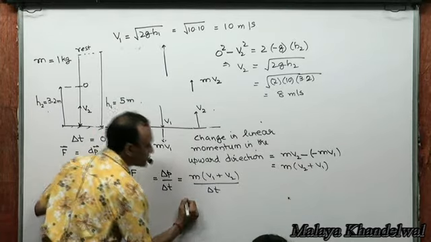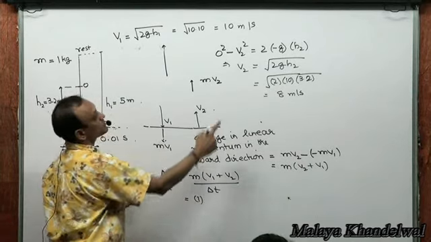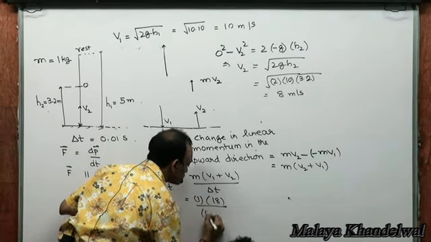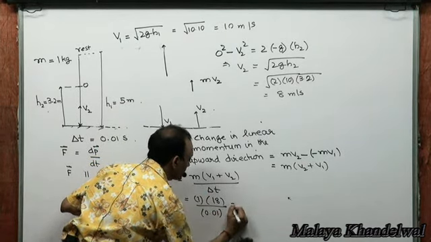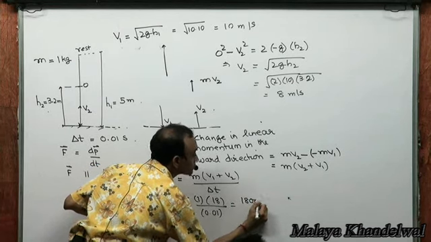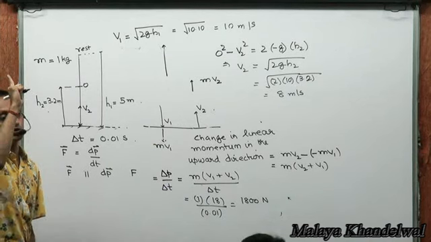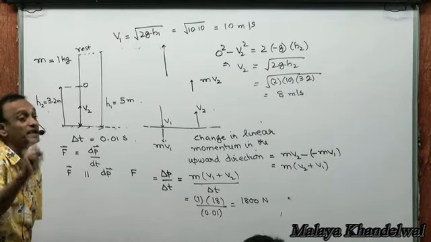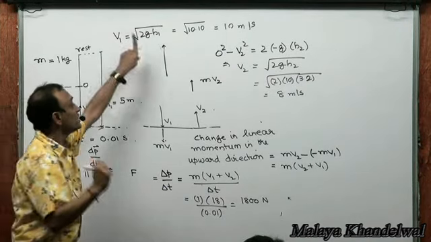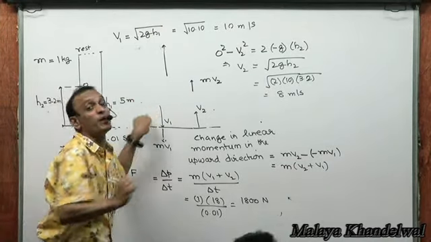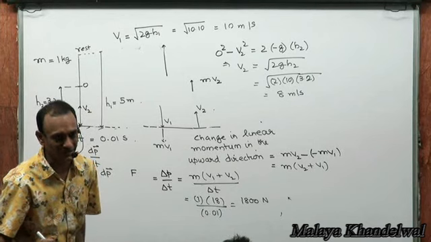So I can plug in m equal to 1, and v1 plus v2, as you can see, is 18, divided by 0.01. That makes it 1800 newtons must be the force that the ground exerts on the particle to cause this change in linear momentum, in the upward direction.